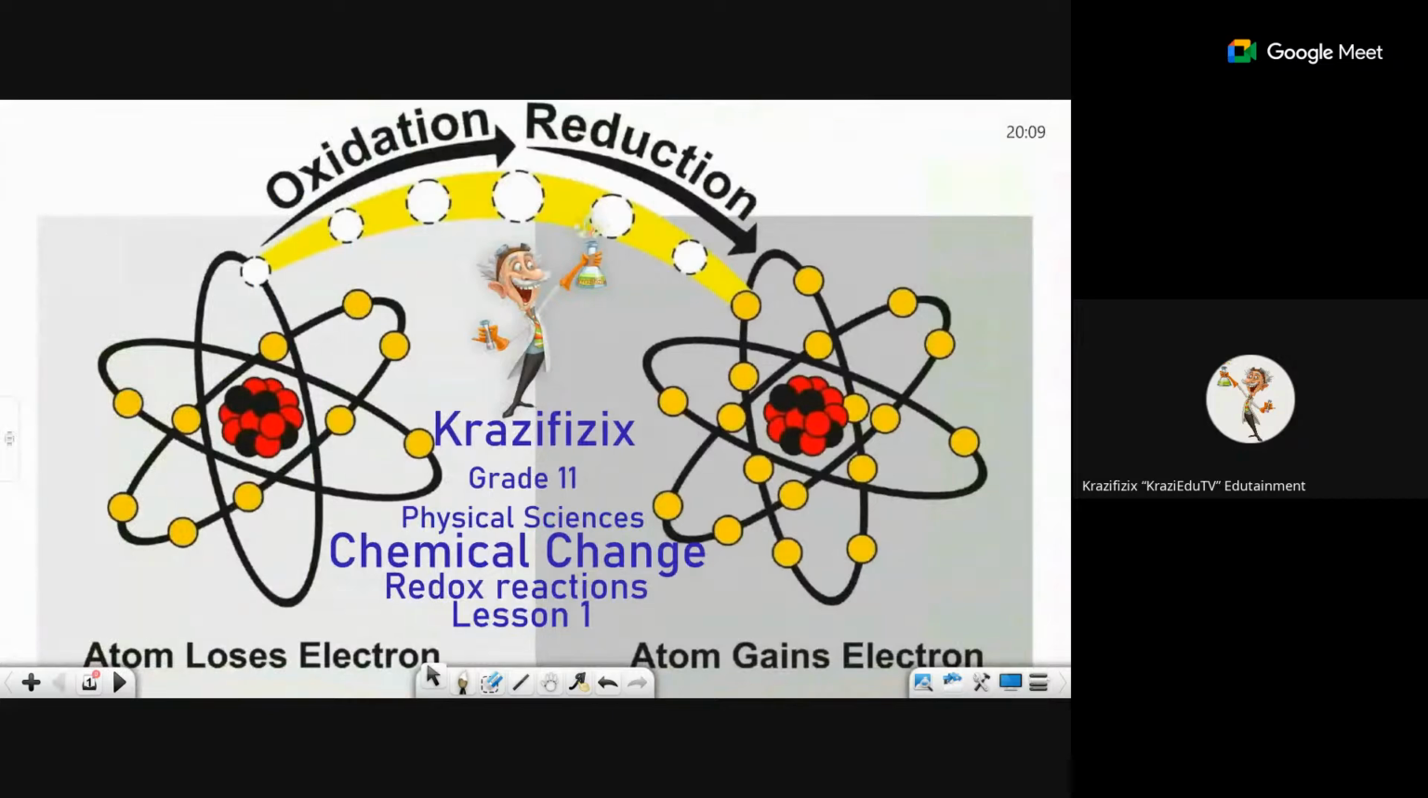Redox reactions lesson. Showing you how to use the table, and we're already done with the whole topic.